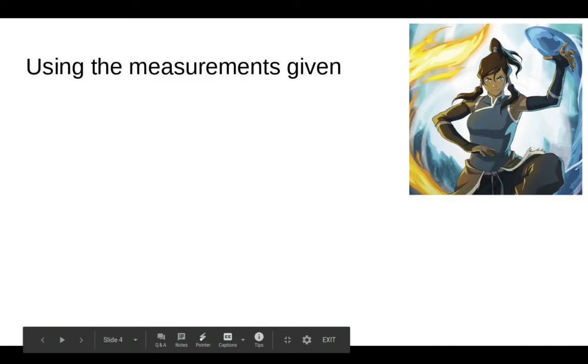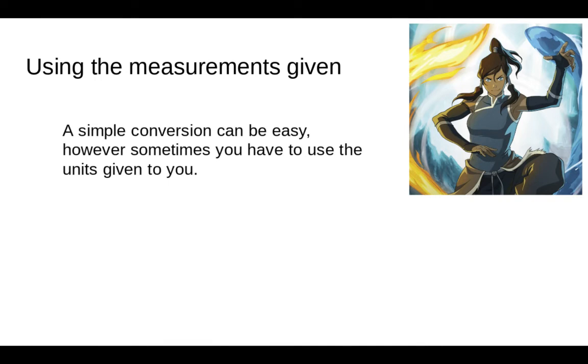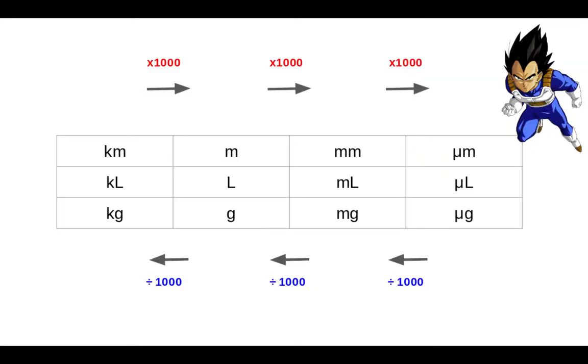Now it's important we use the measurements that are given to you. A simple conversion can be easy. However, in some occasions, you have to use a specific set of units. So how much is 500 millimeters in kilometers? Let's go back to our previous table. 500 millimeters in kilometers. So we have 500 millimeters. We know this is 500, and this is our final destination. So we start here and we finish here.